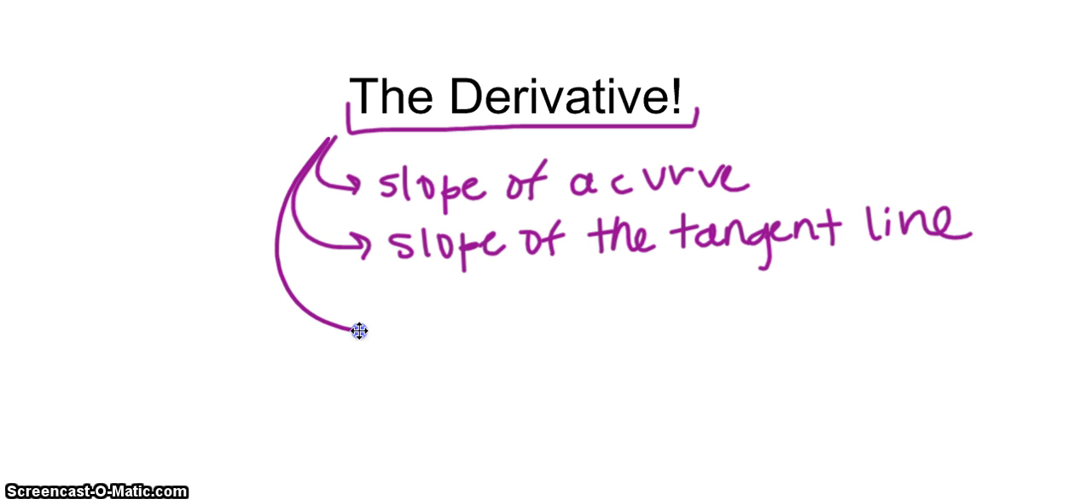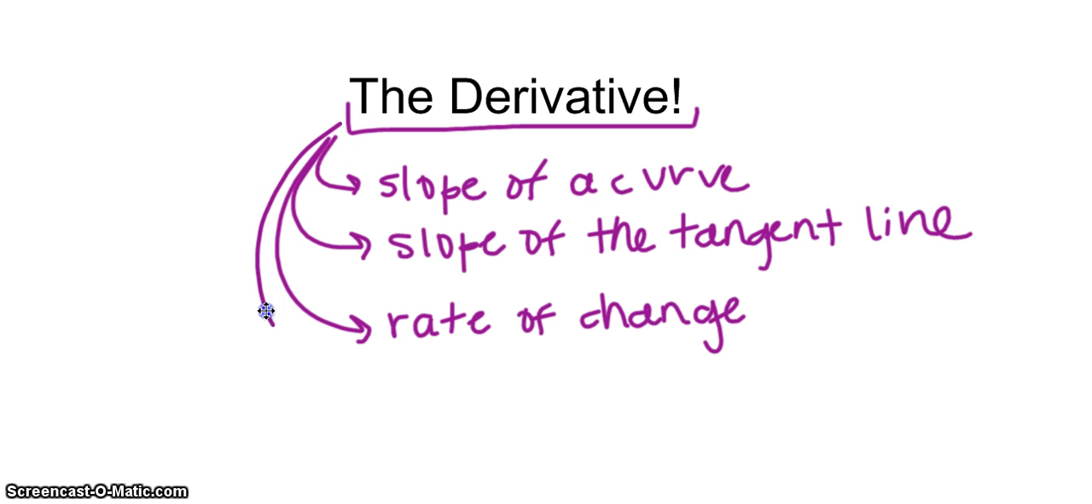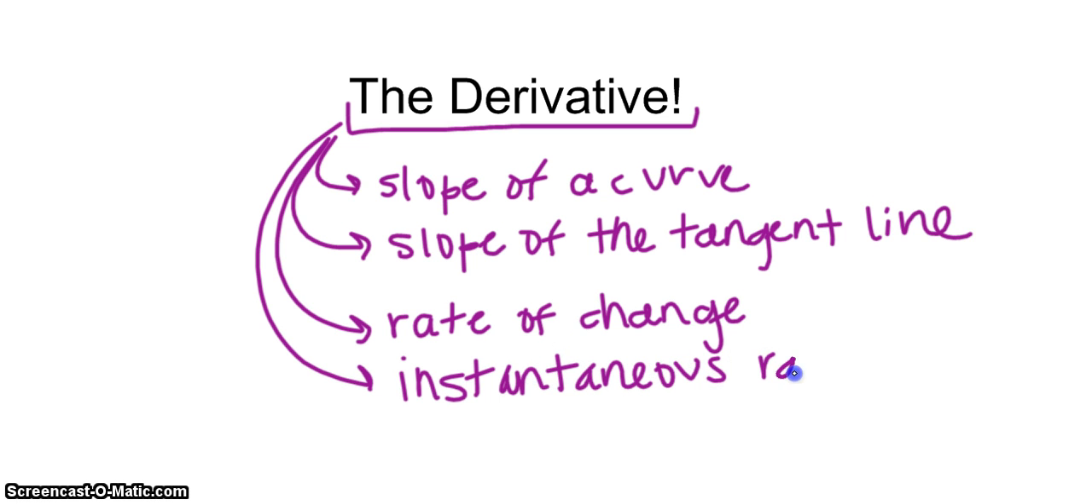Because we're talking slope, we can think about the derivative as a rate of change. And specifically, it's going to be an instantaneous rate of change.